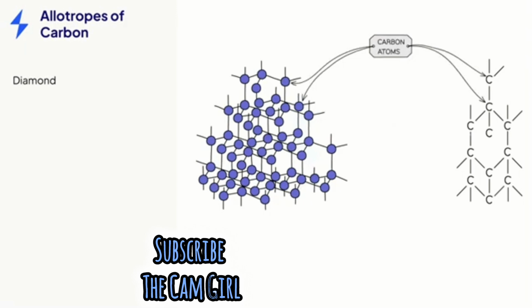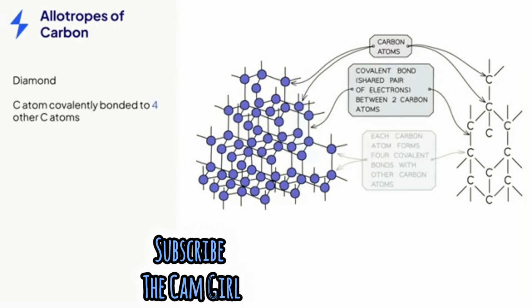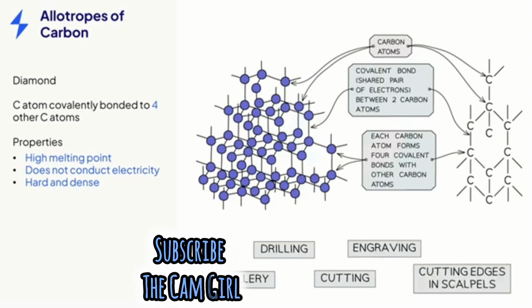As you have learnt in this topic, diamond contains strong covalent bonds throughout the structure. Carbon can form up to 4 bonds. Each carbon in diamond is bonded to 4 other carbon atoms, meaning there are no free electrons in the structure. Therefore, diamond has a high melting point, does not conduct electricity, and is hard. This means diamond can be used for jewellery, drilling, cutting, engraving, and cutting edges in scalpels.